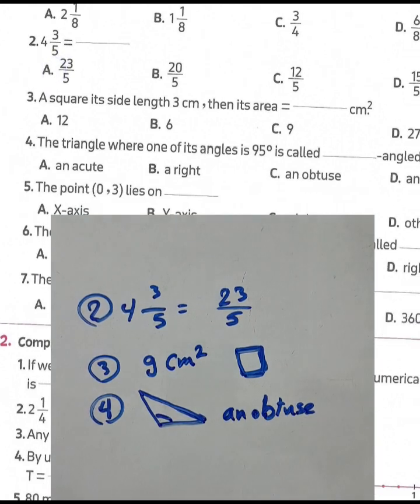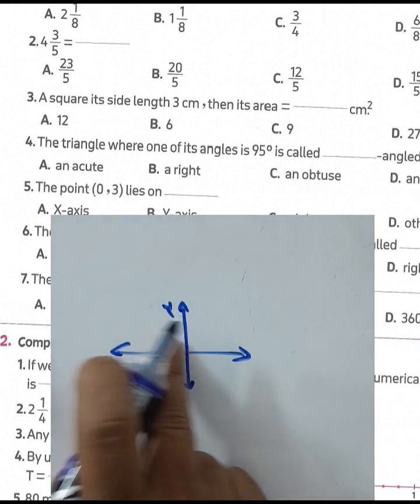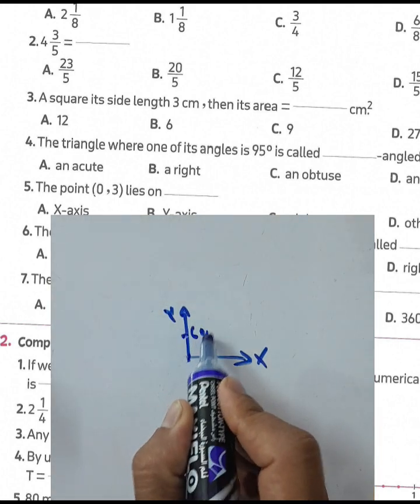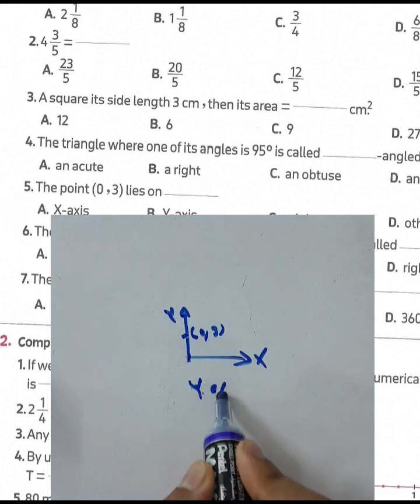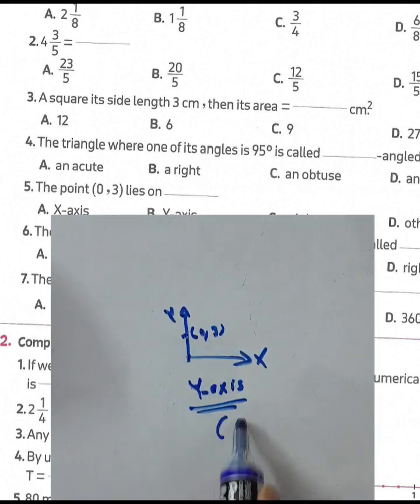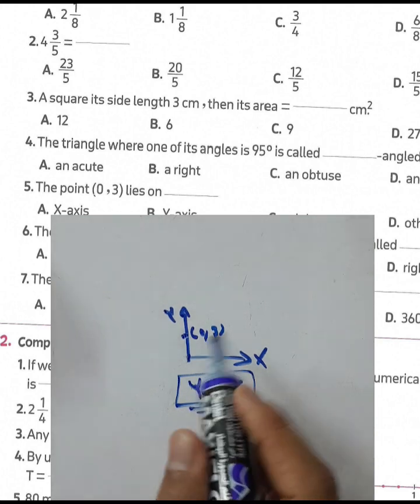Question number 5. The point 0 and 3 lies in the y-axis. We have here the x-axis and y-axis. 0 and 3 here. This point 0 and 3 lies in the y-axis. Okay, again we have 0 and 3. Any point contains x and y. If the coordinate of x equals 0, then the point lies in the y-axis. And if the coordinate of y equals 0, then the point lies in the x-axis. Then this point lies in the y-axis because the x coordinate in this point equals 0.